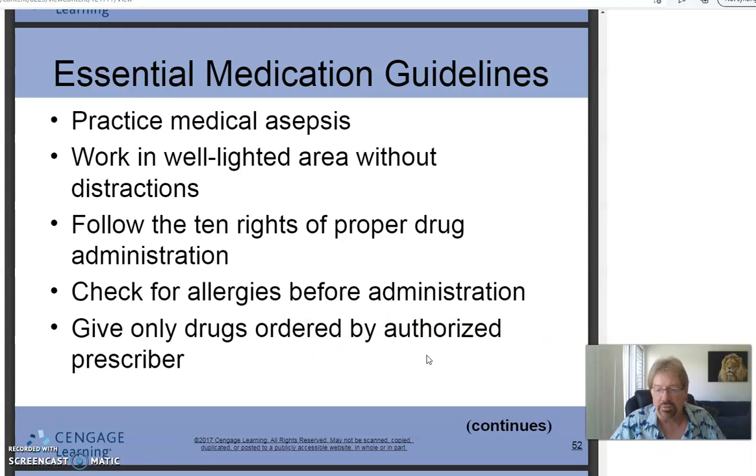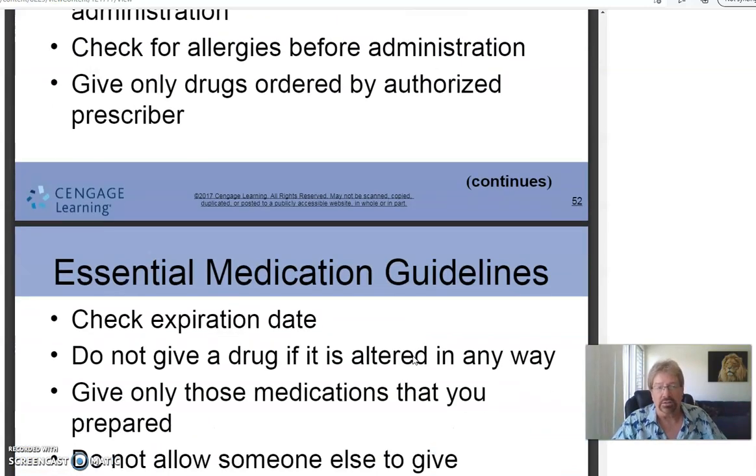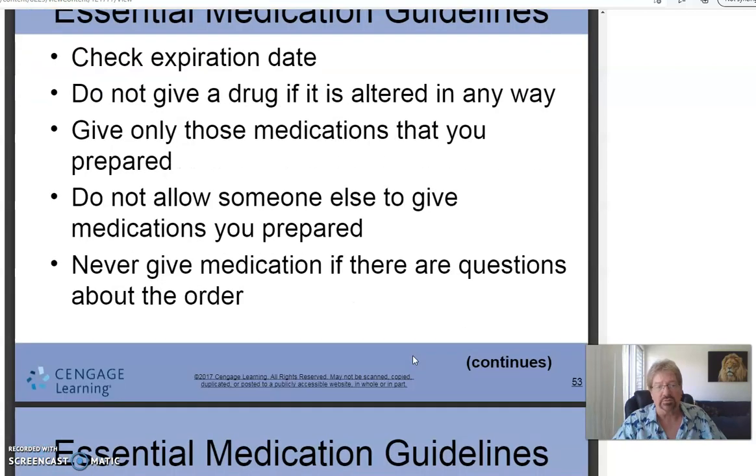Guys, when you get done with your program here, you're going to know a lot, but you're still not a doctor or a nurse. They have a lot more training than you do. So don't try to outguess them. Sometimes they're wrong. Oh, yeah. But still, that's not your job or responsibility.